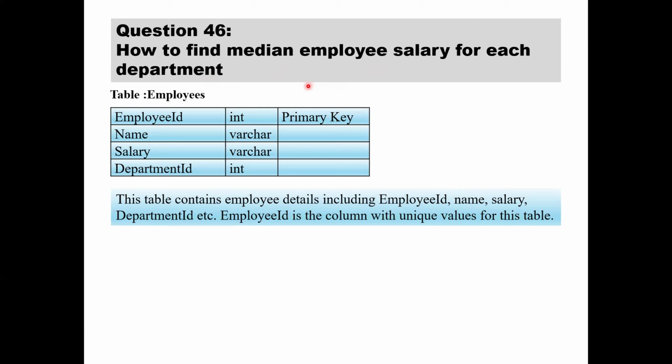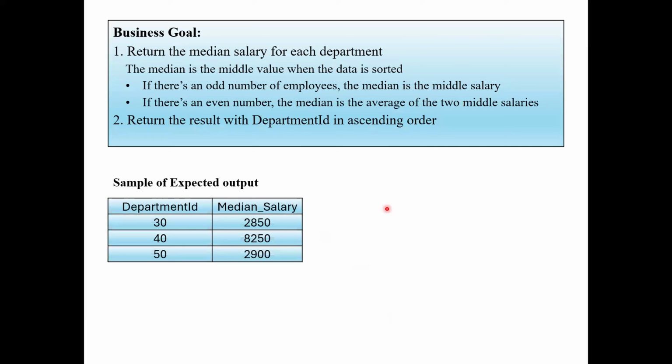We have an employees table. Each row stores information about an employee: their ID, name, salary, and the department they belong to. Our goal is to return the median salary for each department.